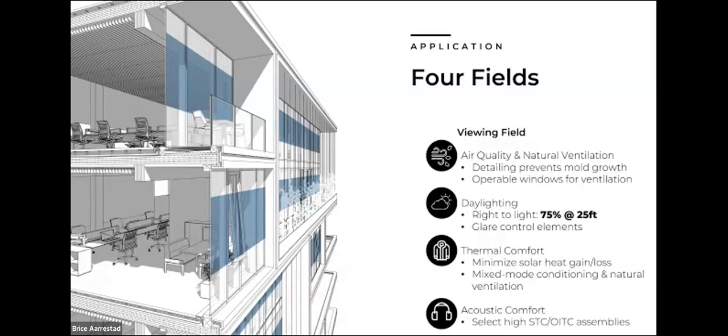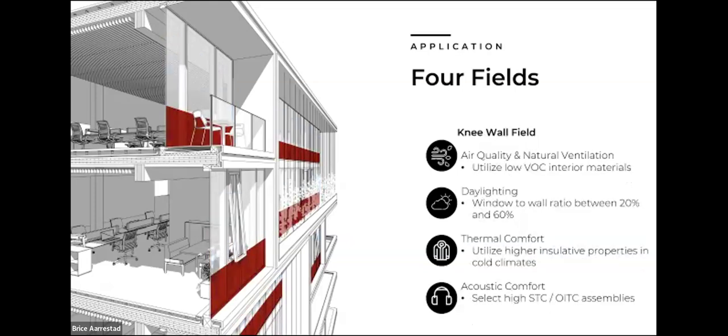Detailing, preventing mold growth. So again, looking at your assembly and trying to determine where condensation may occur and trying to design to eliminate that potential of condensation. Knee wall. Again, we can apply a lot of these same concepts to different aspects of the facade, but one aspect here is to use low VOC indoor materials, especially if you have opaque assemblies, how you're coating that assembly, or those materials in your window construction that are low VOC.